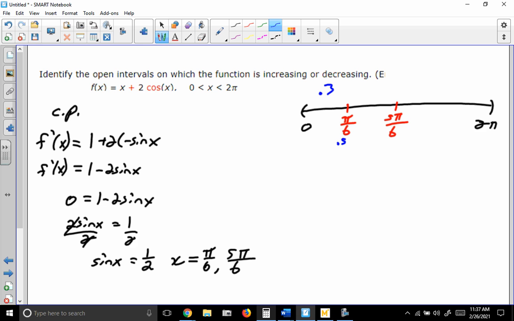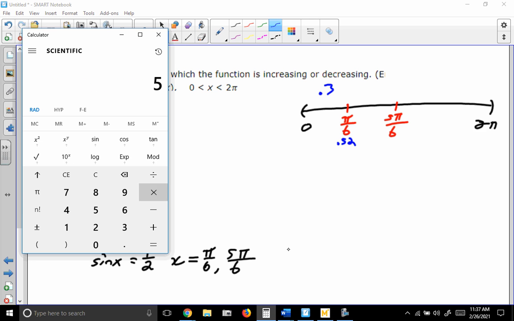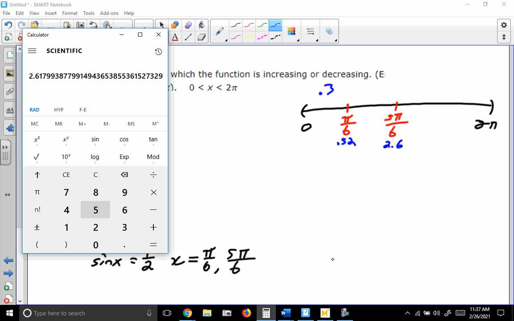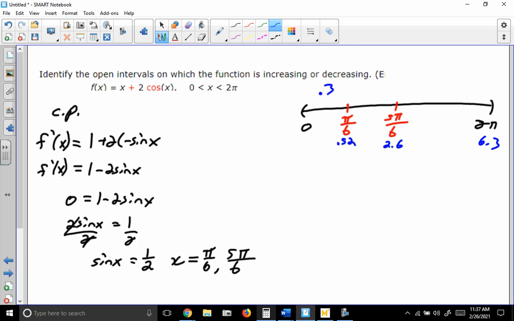If this is about 0.52, and our next place is 5 pi over 6, which is about 2.6, and 2 pi in decimals is about 6.3, then in terms of decimals, a value in between here we could use as 1, and we could use 4 over here. Again, feel free to use some of your standard angles in terms of pi, like pi over 3, pi over 2. Over here we could use pi, we could use 3 pi over 2, anything. But we can also do decimals.